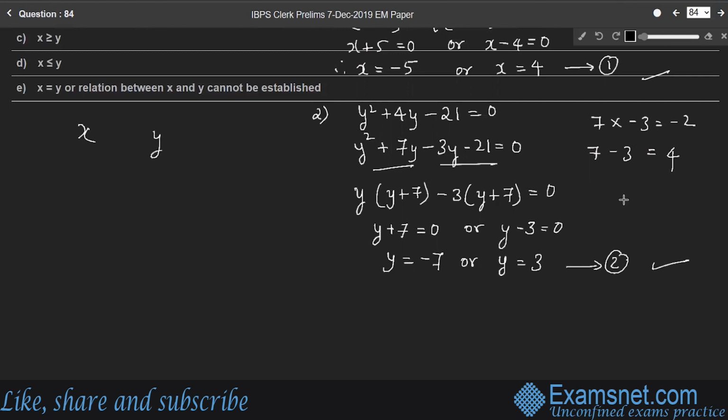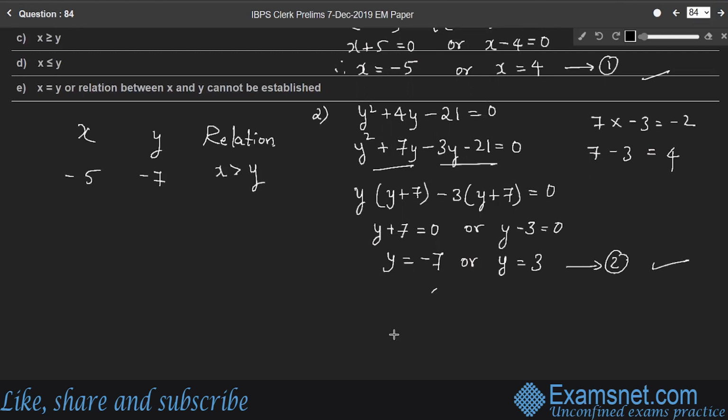X, y, and relation. So, if x is minus 5, y is minus 7. Which is greater here? Minus 5 or minus 7? Minus 5 is greater than minus 7. So, x is greater than y.